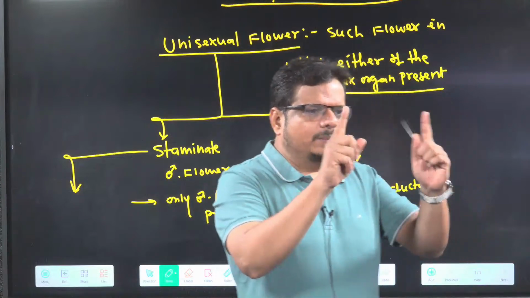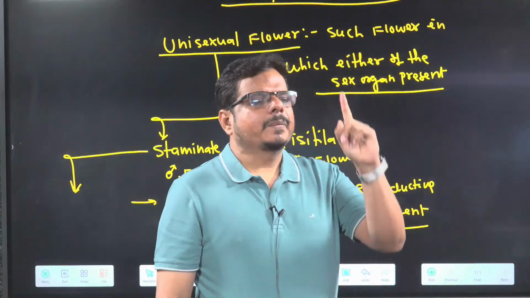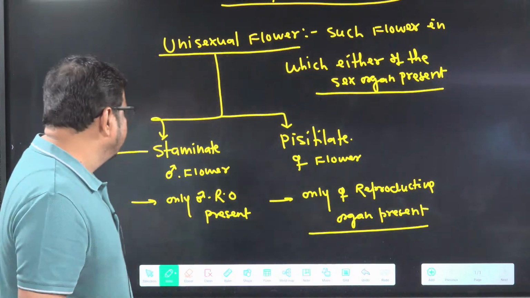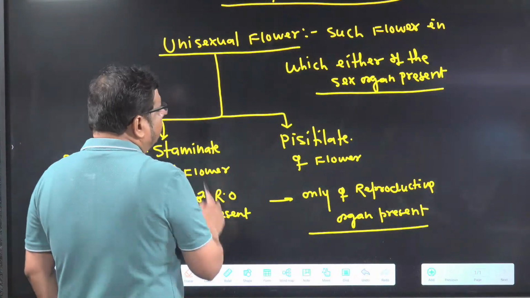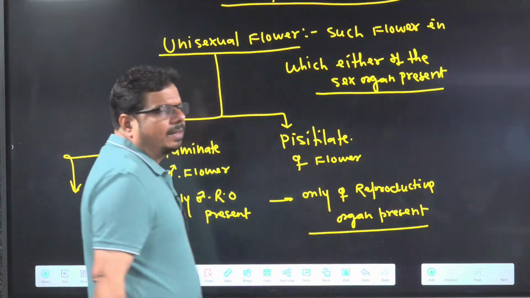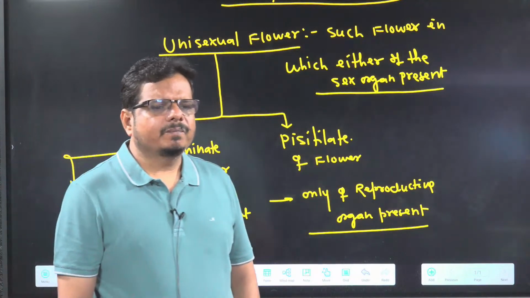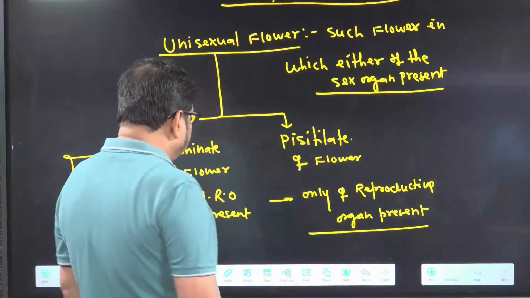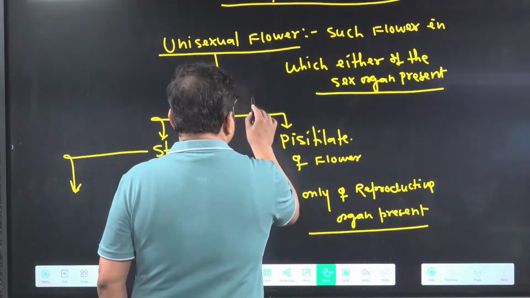In a unisexual flower, out of both sexes, only one sex is present. So hence it is an incomplete flower. Either a staminate or pistillate is which kind of flower? Incomplete flower. Understanding the idea? Picture came in the mind, right? Now I am just once again coming to the whorls.